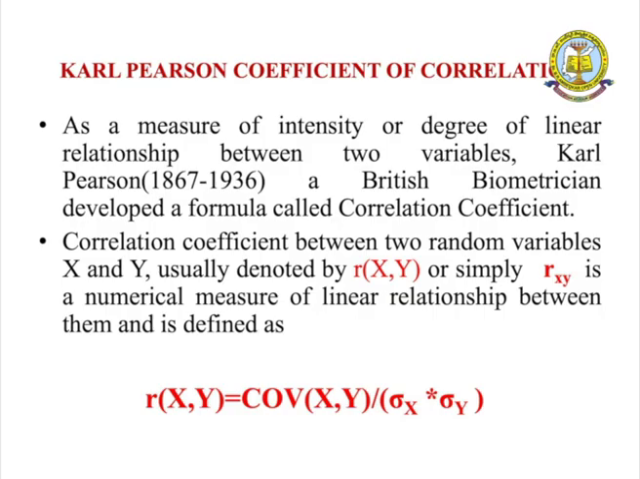The correlation coefficient between two random variables x and y, usually denoted by r of x comma y, is a numerical measure of linear relationship between them and is defined as follows. Correlation is represented by r of x comma y. Therefore, r of x comma y is equal to covariance of x comma y divided by standard deviation of x into standard deviation of y.